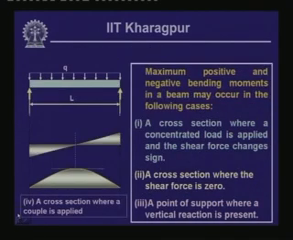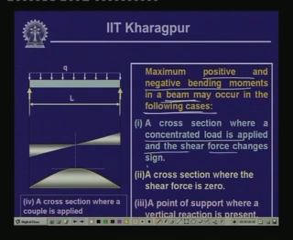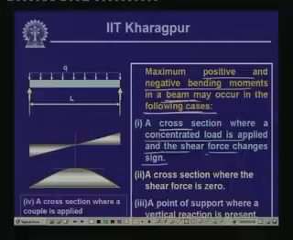Now, let us look into some more aspects of this. The maximum positive and negative bending moments in a beam may occur in the following cases. Number 1, a cross section where a concentrated load is applied and the shear force changes sign. This aspect we have seen in an example where, on a beam with a uniformly distributed load, we have a concentrated load as well, and in the shear force diagram the sign changes from negative to positive. So wherever we have a concentrated load, there the shear force changes its sign.